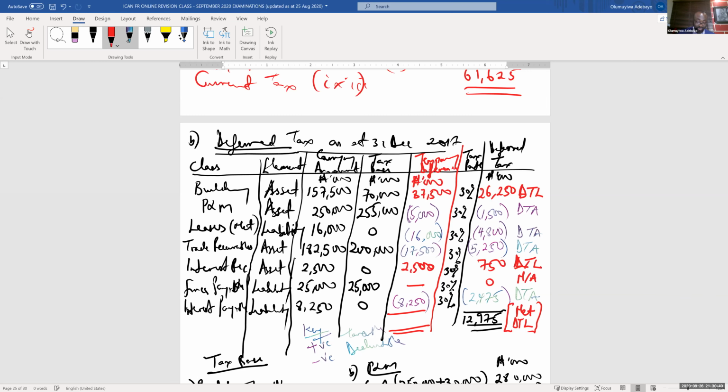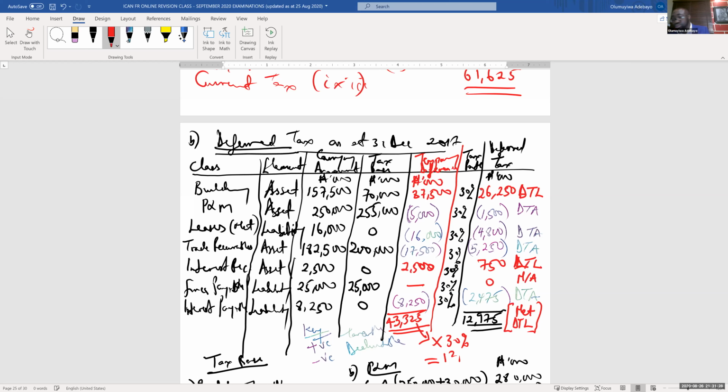Can we sum up this? Since the tax rate remains the same, 87,500 minus 5,000 minus 16,000 minus 17,500 plus 2,500 minus 8,250 gives me 43,250, which means the net is net taxable. When you now multiply this by 30%, what do you get? You still get the same thing, 12,975, which means you can use any approach.